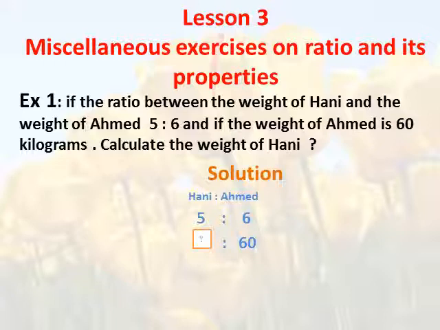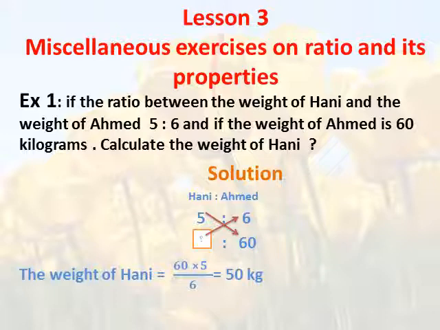By using cross multiplication, okay, we will get the weight of Hani. By using cross multiplication, 5 times 60 over 6. The weight of Hani equals 60 times 5 over 6. 60 times 5 over 6, we can cancel 6 with 60, which equals 10. 10 times 5 equals 50 kilograms.